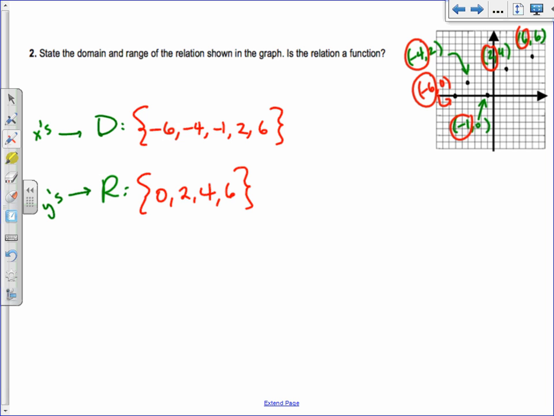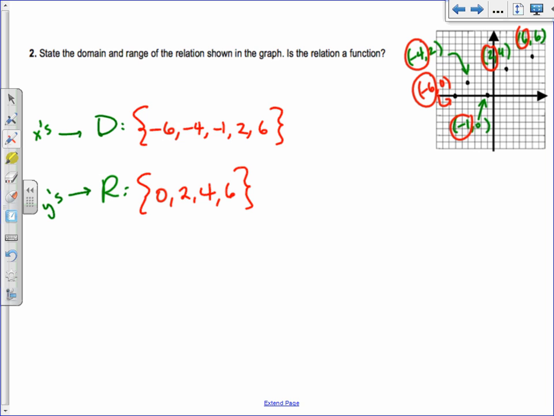Does that make sense? Okay, is it a function? Yes. So you never had like 2, 4, and then 2, 1 or anything like that, right? So you didn't have like the same x value but different y values. That's what we're looking for.